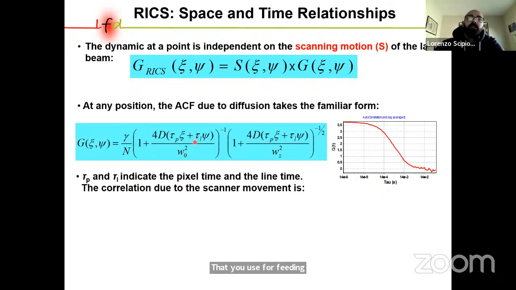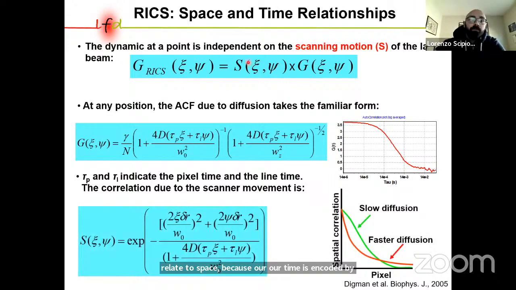Although instead of time, we have parameters that relate to space, because our time is encoded by space. And then we have a scanning term that takes into account the parameters of the scanning, right? And these will yield a 2D function that basically has all the information about diffusion. It's easier if I show you.